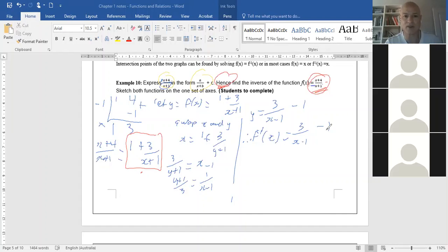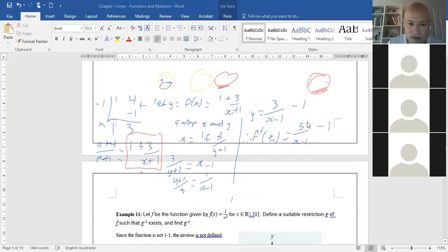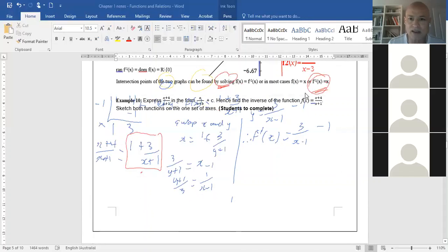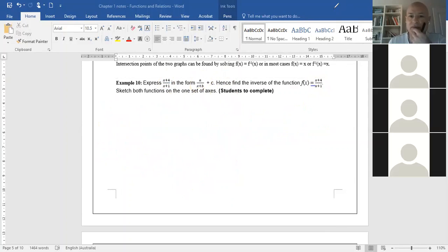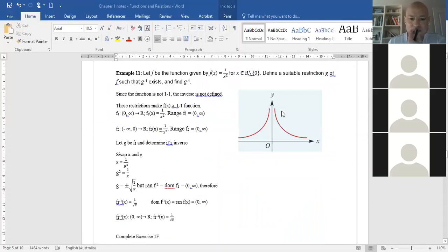Sketch both functions on one set of axes. Hopefully I've sketched them. Let me have a look. No, I haven't sketched them. Can I leave them for you guys to sketch? Is that okay? I'm going to leave them for you guys to sketch. All right, let me clear this one and move to the next example.